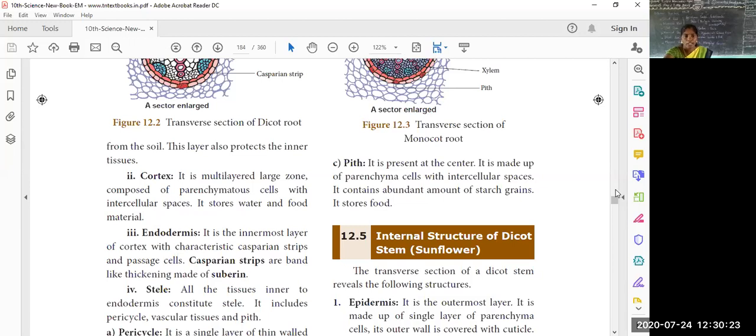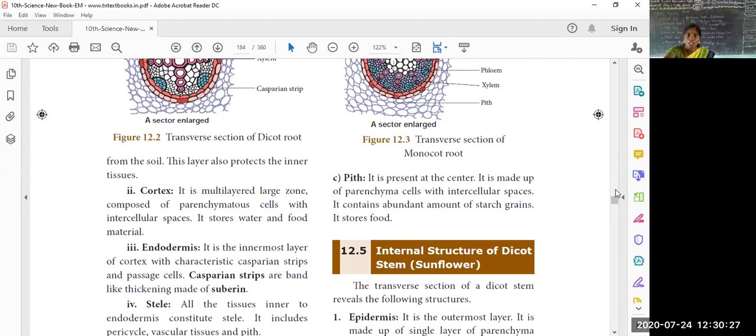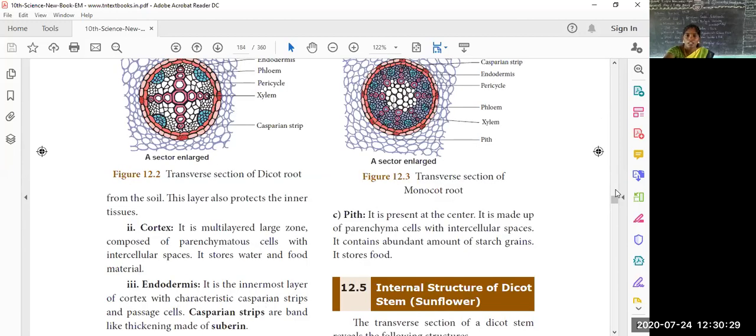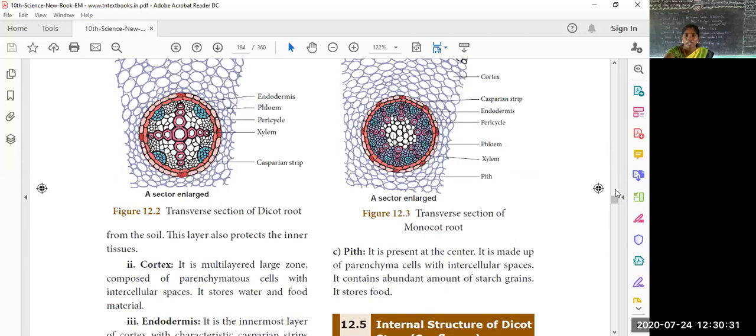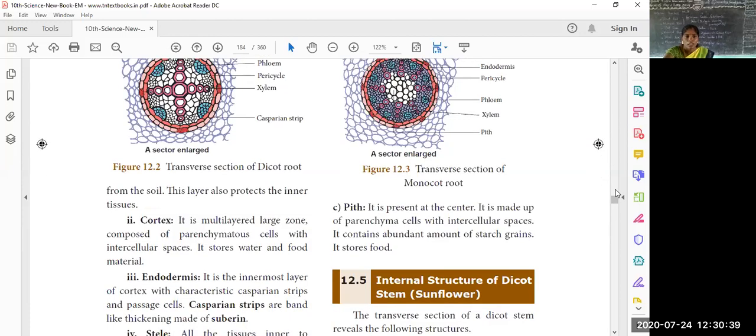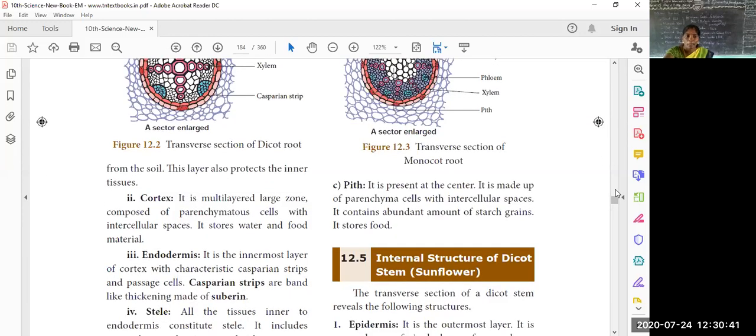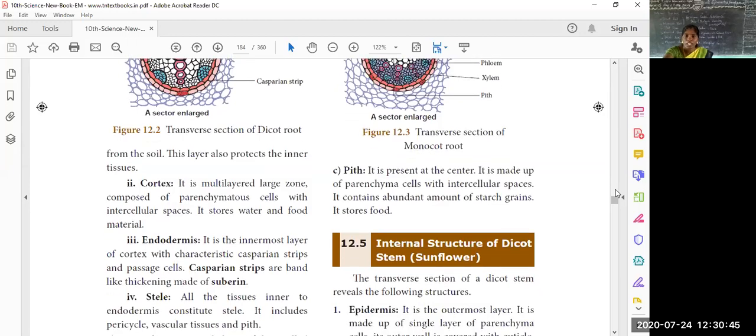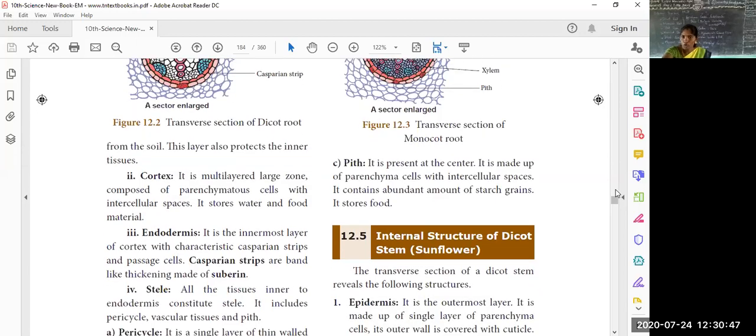Okay, so next, endodermis. It is the innermost layer of cortex. If you see the parts in your figure, endodermis is a single layer of cells. Endodermis is next to the cortex. The Casparian strips are present. Casparian strips are band-like thickenings made up of suberin. So in monocot root, the Casparian strips are made up of suberin substance.